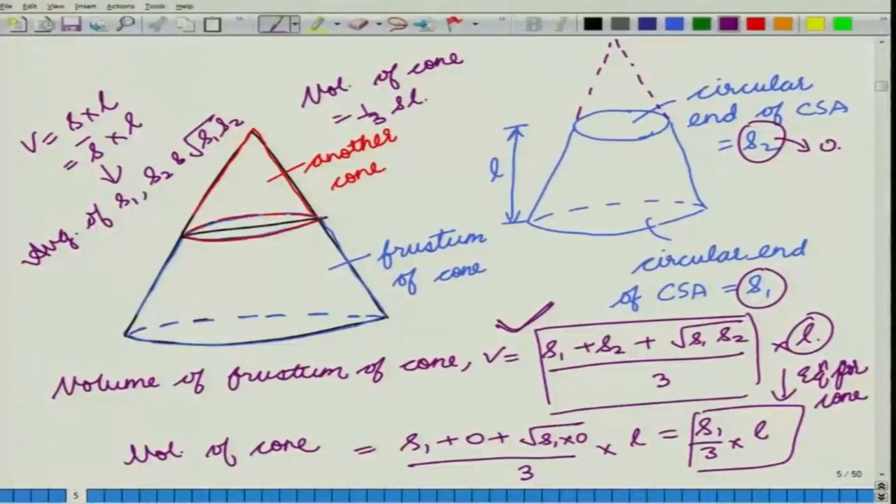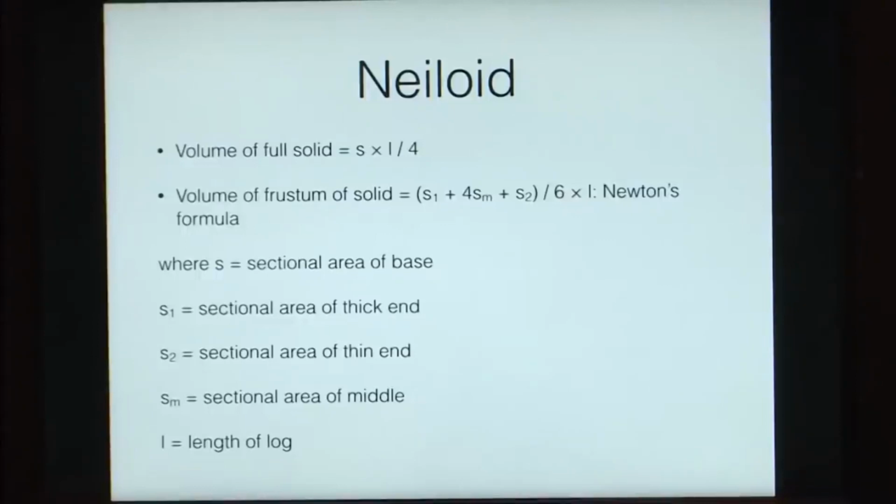Now, coming back to the slides again, when we talk about a neiloid, so neiloid is also a shape that we encountered before. Here we define the volume of the full solid as 1 by 4 S into L. So, in the case of cone it was 1 by 3, in the case of a neiloid it becomes 1 by 4, and the volume of the frustum of the solid is given by Newton's formula, by the average of S1, S2 and 4 times the middle sectional area divided by 6 into L.